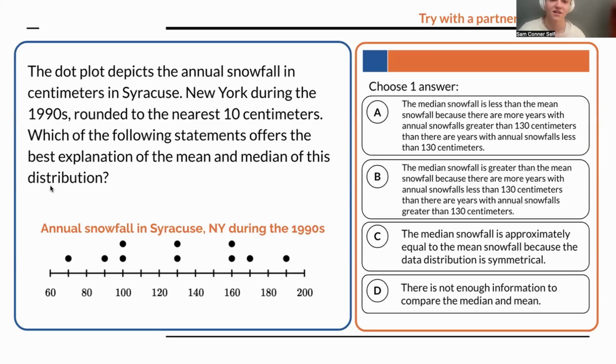All right, so another word problem. And again, this is a question where they give us a graphic representation of the data. This dot plot depicts the annual snowfall in centimeters in Syracuse, New York during the 1990s, rounded to the nearest 10 centimeters. Which of the following statements offers the best explanation of the mean and median of this distribution? All right, so this question is asking you to apply these concepts of mean and median to this graphic representation of data.